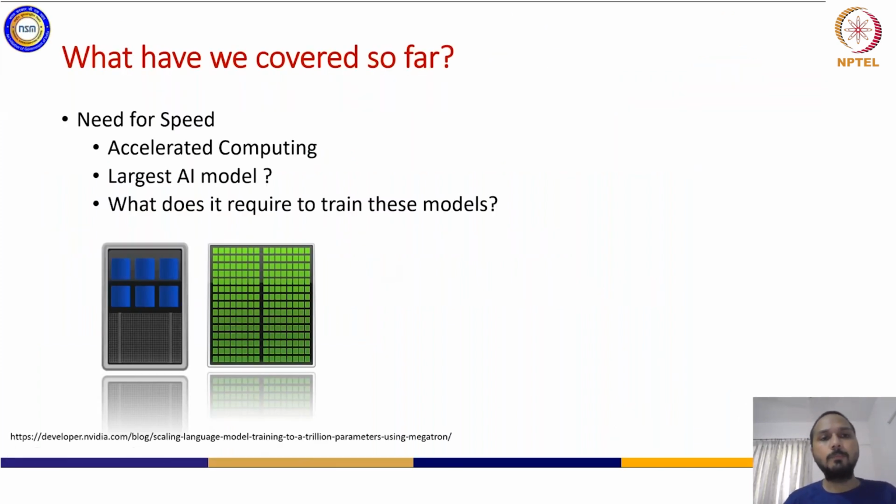So before we move forward, what have we covered so far? The first couple of lectures were dedicated towards the need for speed. We talked about the significance of accelerated computing or GPU computing.